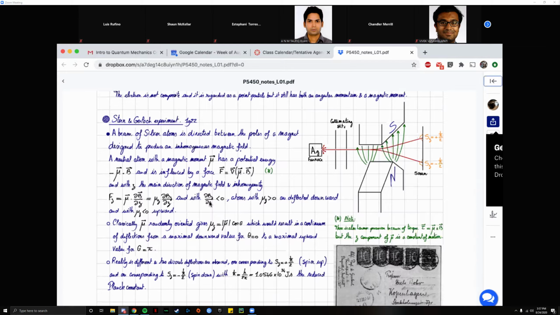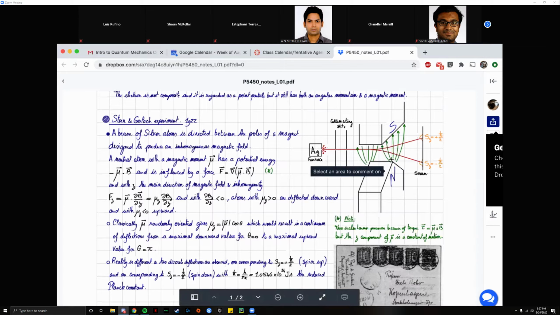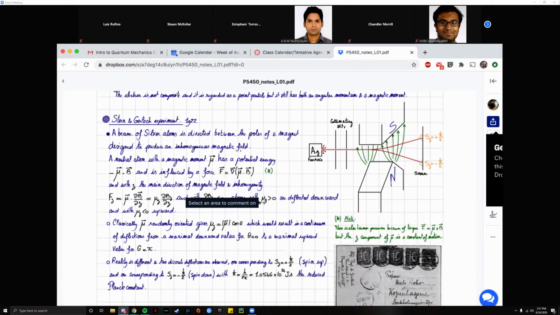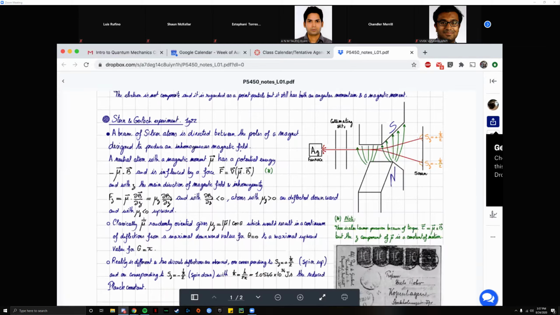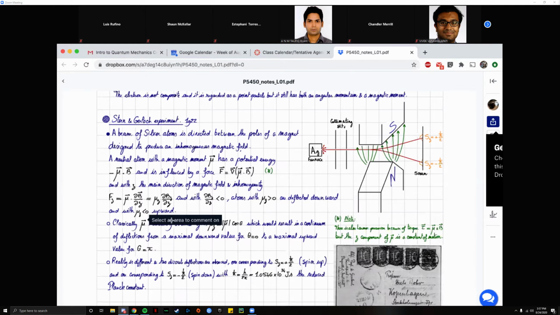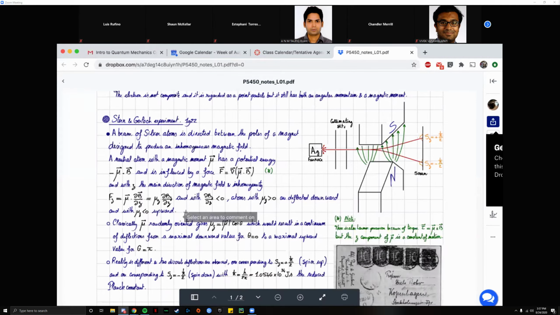Okay. Here we have the derivative of the Z component of the magnetic field with respect to the Z coordinate that is negative, right? That corresponds to the fact that as you move up, the intensity of the magnetic field decreases. So that means that when the Z component of the magnetic moment is positive, the particle is going to be deflected downward, while when the Z component of the magnetic moment is negative, the particle is going to drift upward. Any question about this?